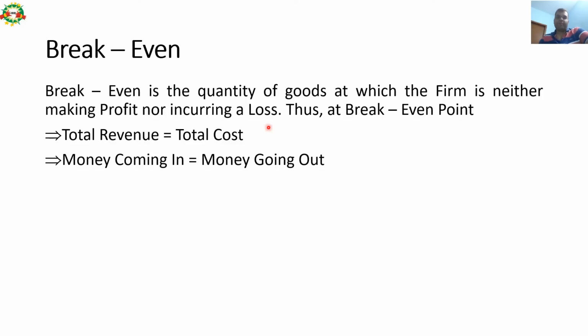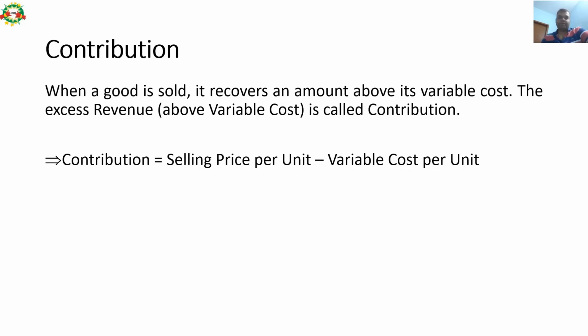Thus, at break-even point, total revenue is equal to total cost, and it also means that total money coming in is equal to total money going out. Contribution is also an important point from an exam perspective. Many times the examiner may ask us to calculate the contribution of a single unit, and it is also important for the calculation of break-even point or break-even quantity. When a good is sold, it recovers an amount above its variable cost. The excess revenue is called contribution.